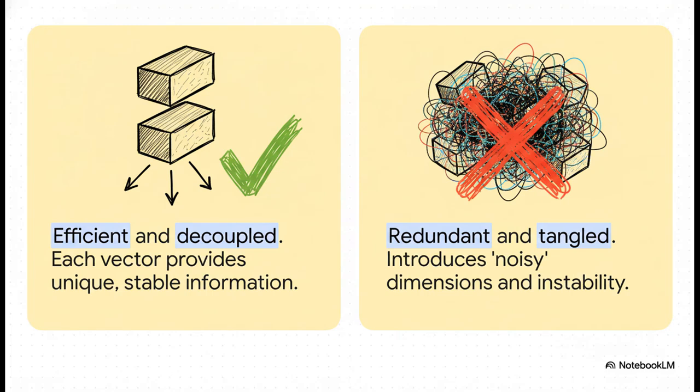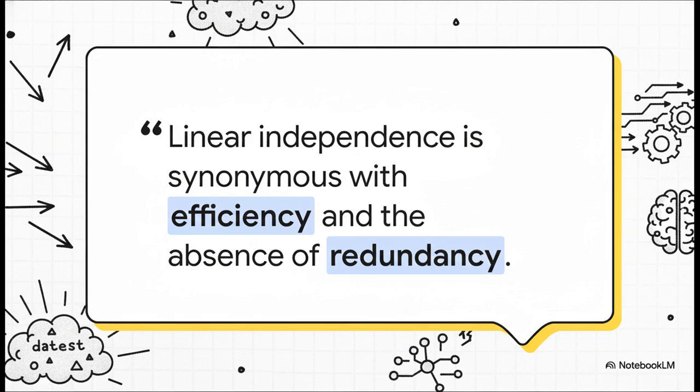And the comparison to software development here is just perfect. On the left, you have linear independence. That's like clean, decoupled code, where every module does its one job perfectly. On the right, that's linear dependence. It's tangled, spaghetti code, it's a redundant mess that just introduces noise and makes your whole system unstable. The source material really nails it with this quote. It says that, from an information theory point of view, linear independence is efficiency. It's about cutting away all the noise to find the essential core structure of your data.